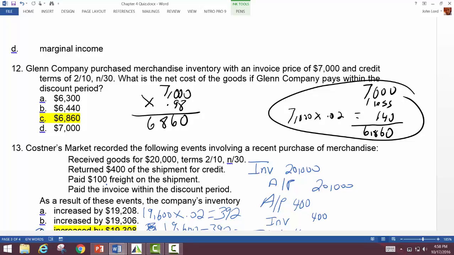Glenn Company purchased merchandise. I don't like that. I'm not going to put that ever again on any kind of exam. Net cost of goods sold, that's not a good way to ask that. Sometimes the people that write these questions are stuck writing a bunch of questions, and they make something up and call it net cost of goods sold. That's not a good term.